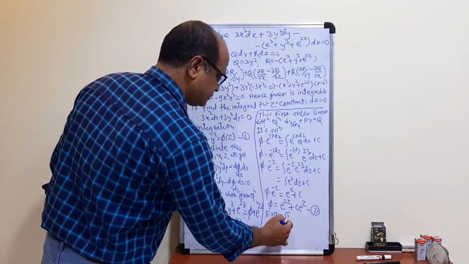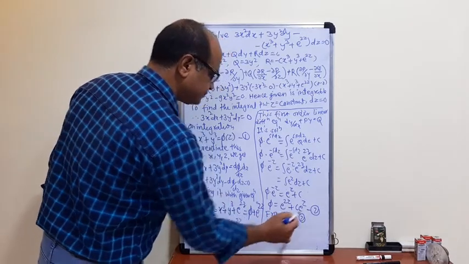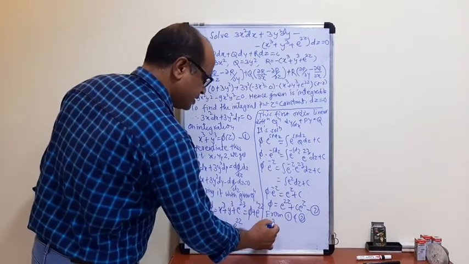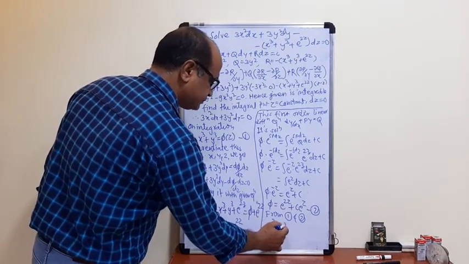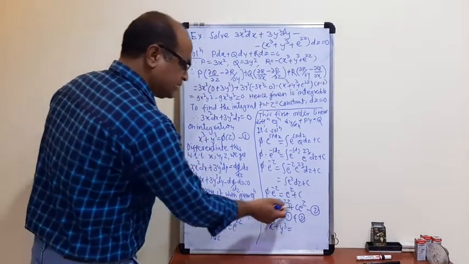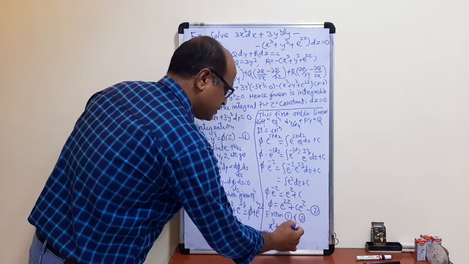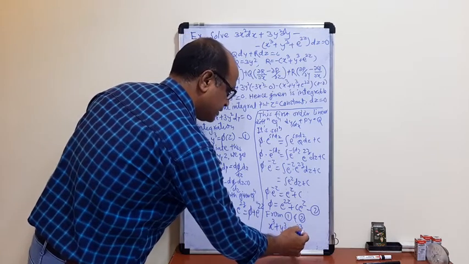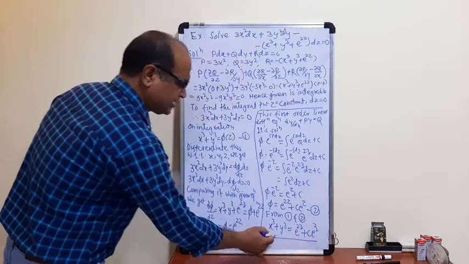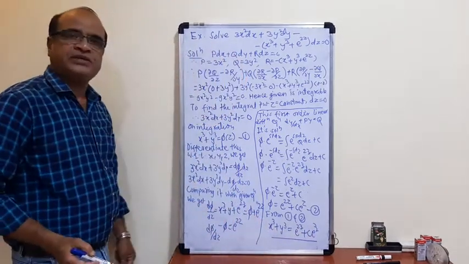So from 1 and 2, what happened here? So that is x cube plus y cube. What is phi? Phi is this, e raised to 2z plus c e raised to z. So this is the required solution of the given differential equation.